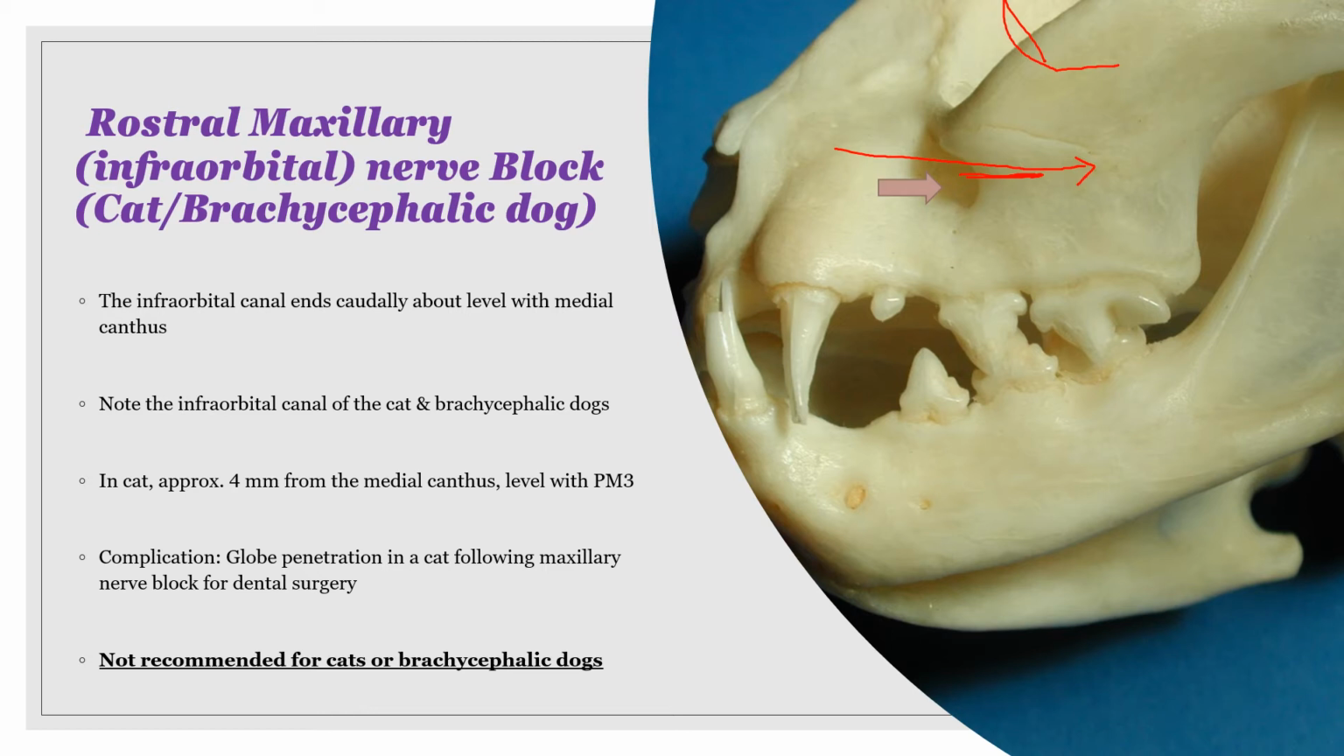The maxillary foramen, which will be about here, is about level with the medial canthus of the eye. So I would not recommend this nerve block, because there have been case reports of globe penetration following the maxillary nerve block, especially this nerve block.